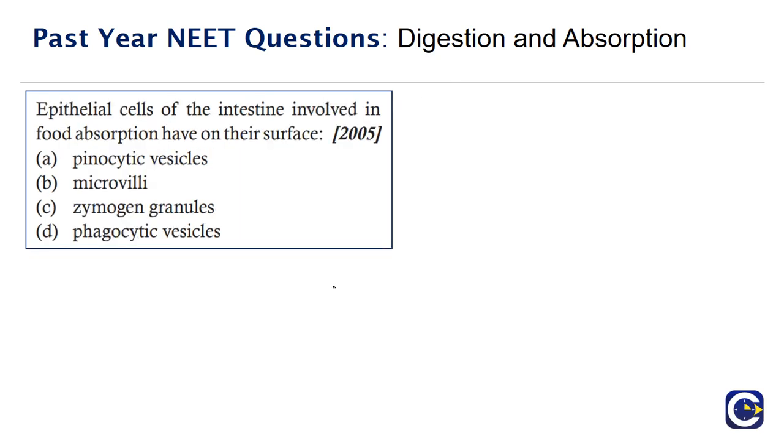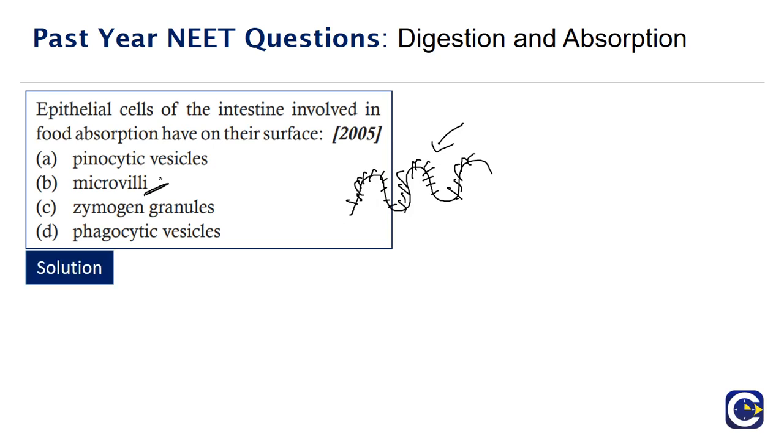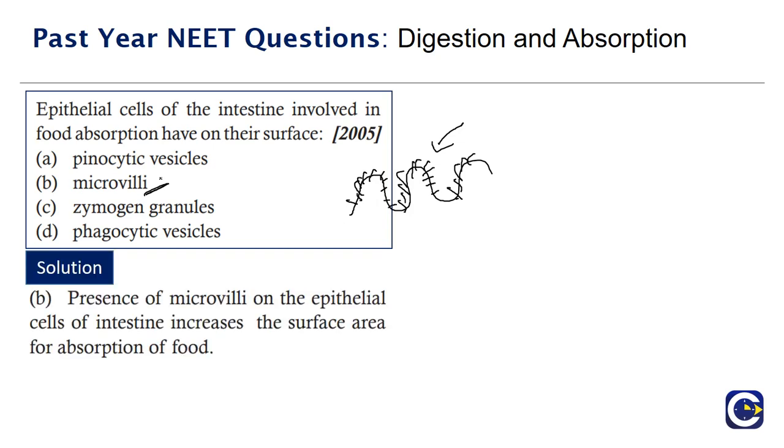Epithelial cells of intestine involved in food absorption have on their surface: A, pinocytic vesicles, B, microvilli, C, zymogen granules, D, phagocytic vesicles. Since the epithelium in the small intestine has villi, on top of which are microvilli, we say brush bordered epithelium. So this is the microvilli. This will enhance the surface area. So the answer is microvilli. Small intestine is majorly for absorption, so it has to increase the surface area of absorption, and so microvilli. Presence of microvilli on the epithelial cells of intestine increases the surface area for absorption of food.